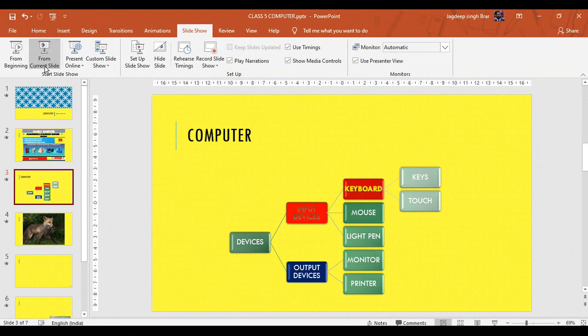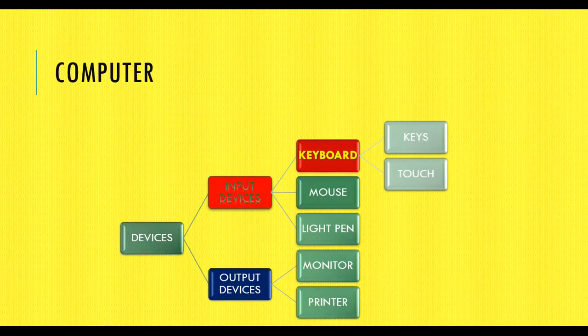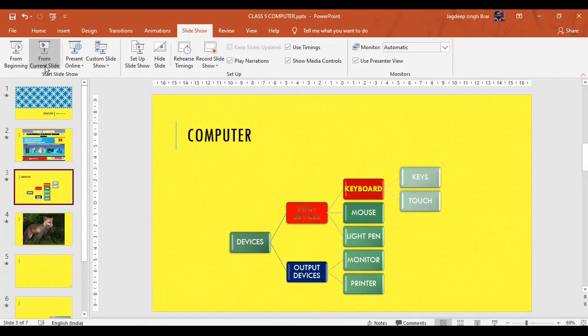If you are on this slide and click on from current slide, it starts the presentation from this slide. Third option is custom slideshow. It allows you to select which slides to include in your slideshow. So you can also use the custom slideshow.